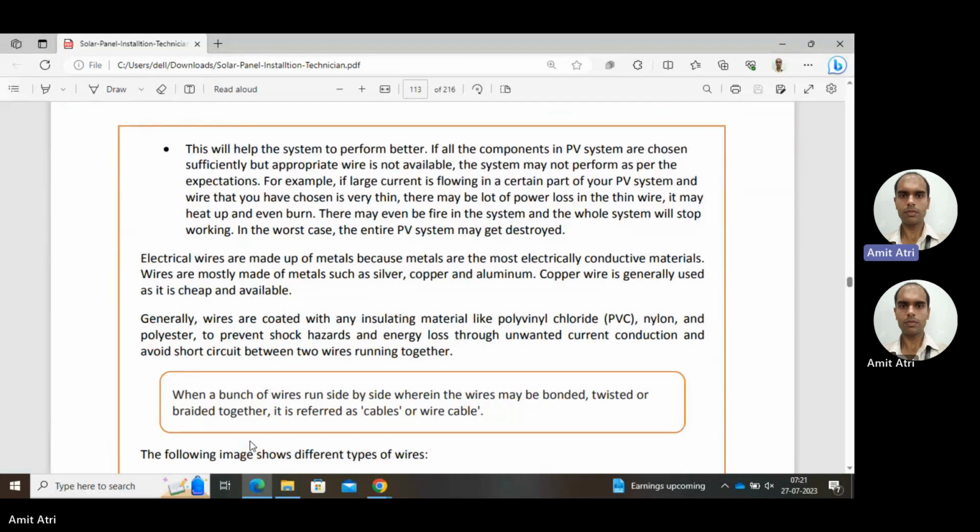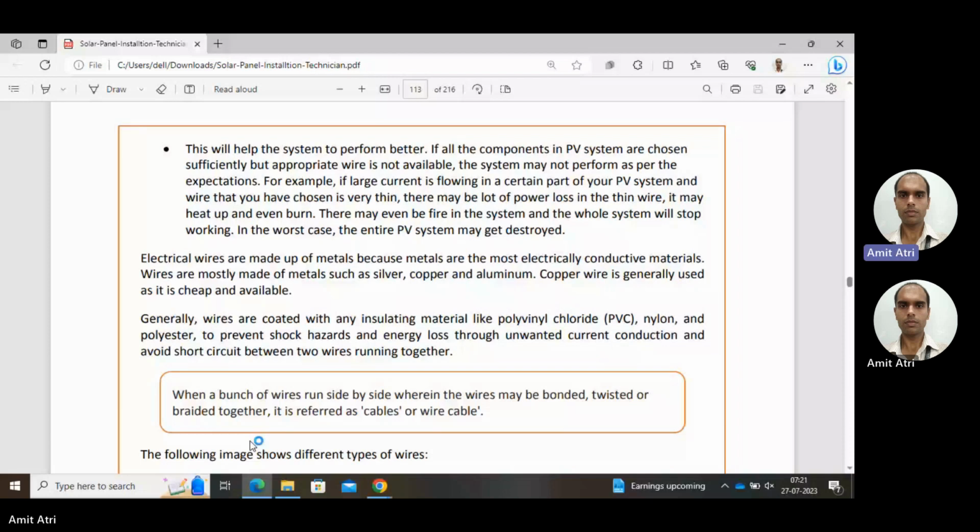Another importance is that this will help the system to perform better, meaning the overall performance and the quality will be better. If all the components in the PV system are chosen sufficiently but an appropriate wire is not available, the system's performance will deteriorate. Now consider an example: if a large current is flowing in a certain part of the PV system and the wire chosen is thin, the diameter of that wire being less, the losses will increase.